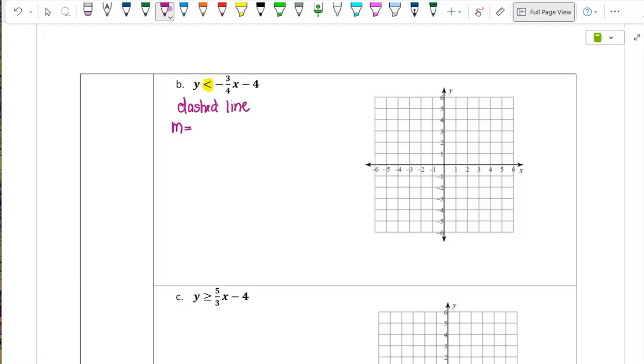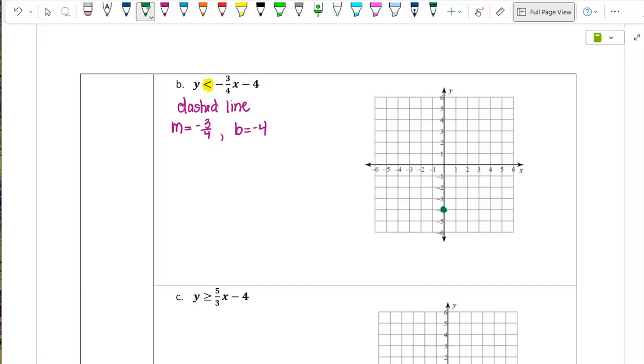And then what is my slope going to be here? Negative 3/4, and my y-intercept? Negative 4. So again, I'm going to start off graphing this line as if it was an equality. The difference, I know that instead of a solid line here, I'm going to put a dashed line.